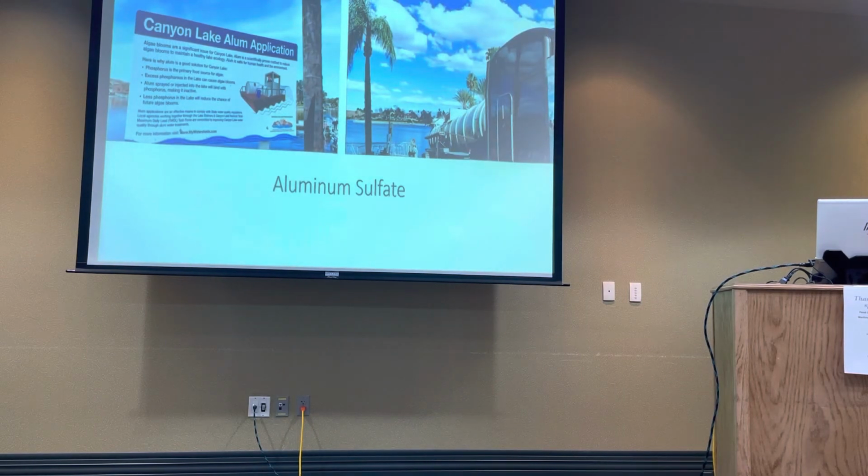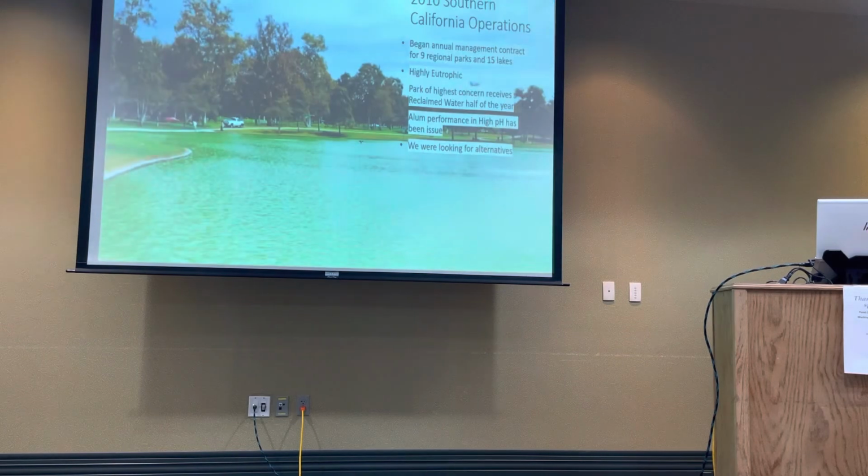Aluminum sulfate. This is kind of the traditional or oldest technology for proactive harmful algal bloom mitigation. Here's just a canyon lake, which our Southern California operations handle, and we've been doing that there for quite some time. So basically we'll give you a little background on some other things too.